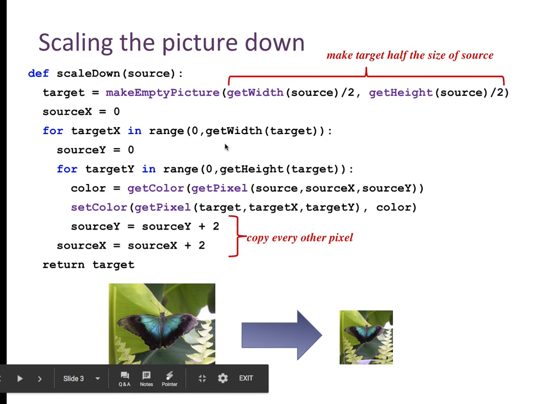Then what we do is just copying. We have our source X and source Y starting at 0, and the target X and target Y starting at 0 and going across the whole target image. But we're incrementing source X and source Y by 2 so that we copy every other pixel, and that's how we end up with the smaller image.